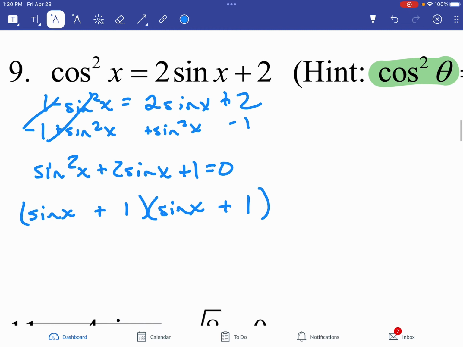So they're the same thing. So I just take one of them, because they are the same thing, set it equal to 0. And now if I subtract 1 from both sides, I get sine of x equals -1. So to find out where the y value is -1 in the unit circle, there's only one of them. It is at 3 pi over 2.